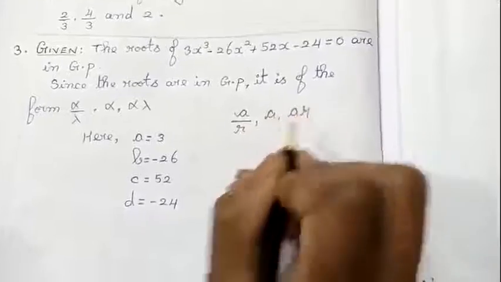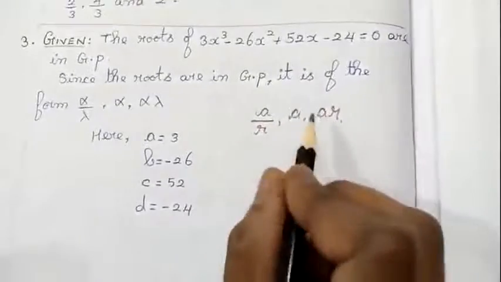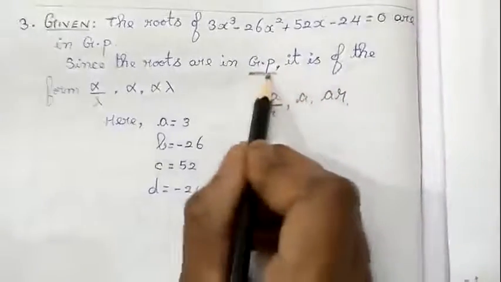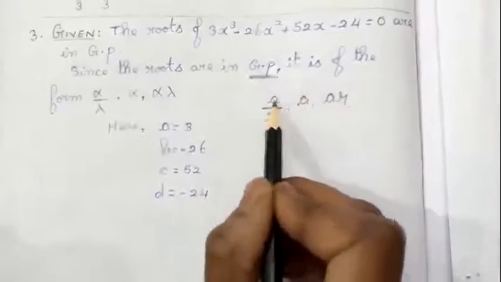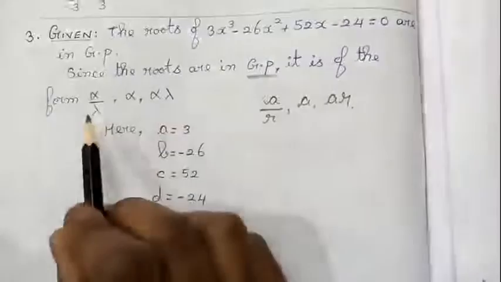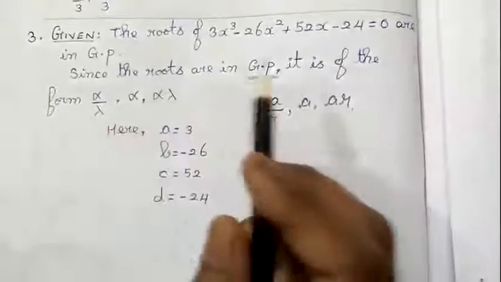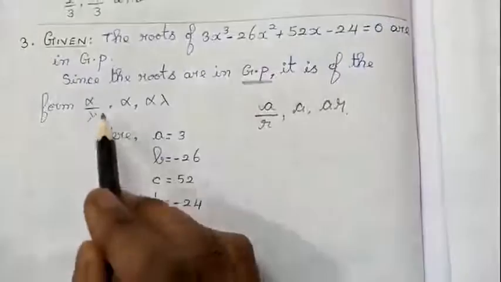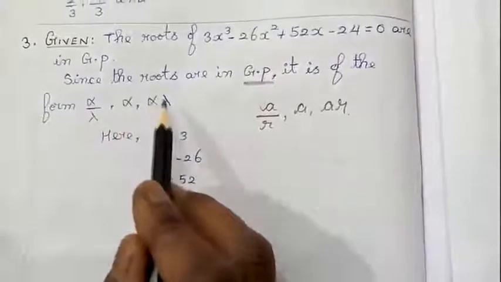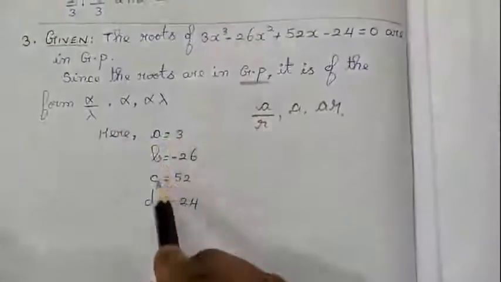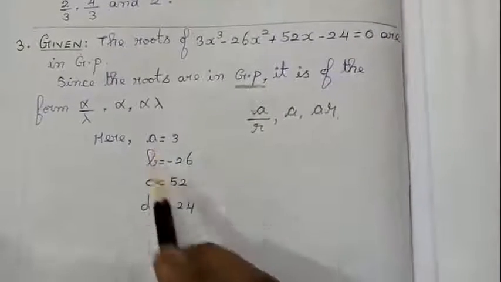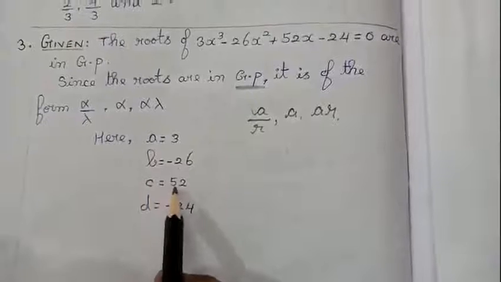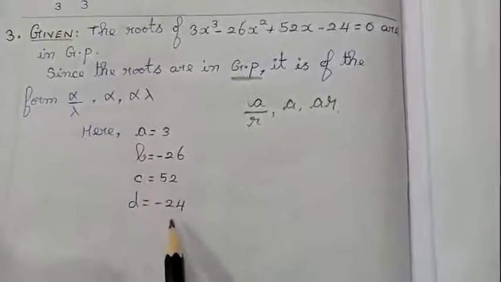and that is the procedure, and we have a big chapter on that. We are going to take only this condition, and this is necessary for geometric progression. Instead of A, I am using alpha, and instead of R, I am using delta. That is not going to be a problem. Alpha by delta, alpha, alpha into delta. I am going to take the values of A, B, C, D from the equation: A equal to 3, B equal to minus 26, C equal to 52 and D equal to minus 24.